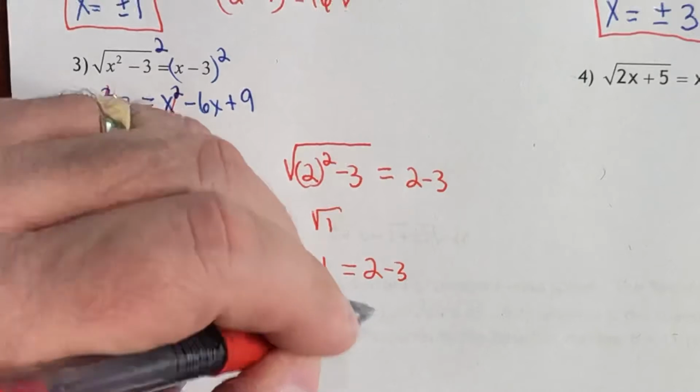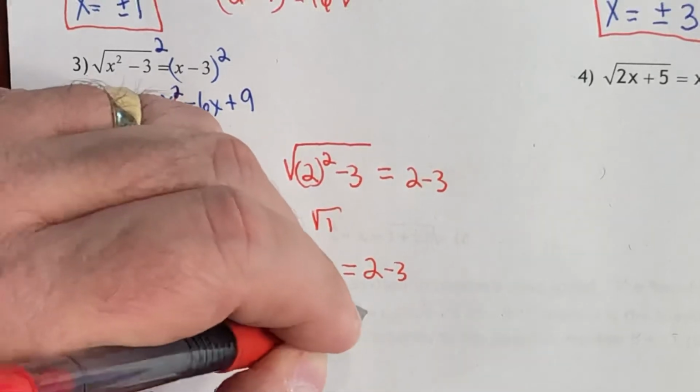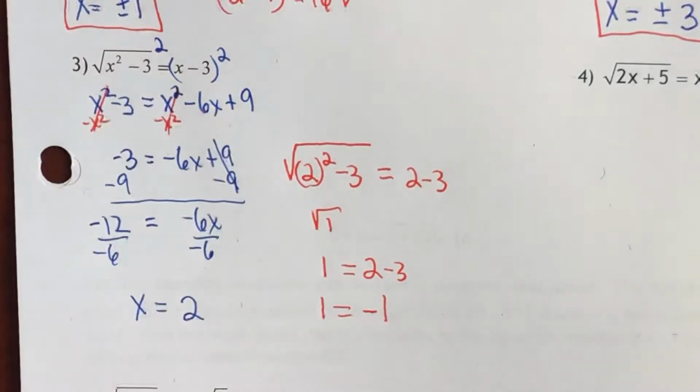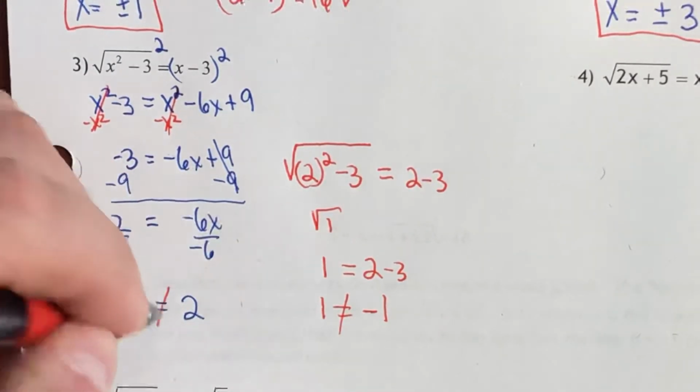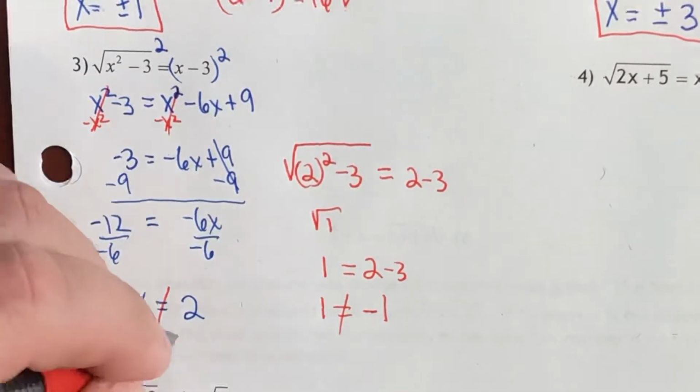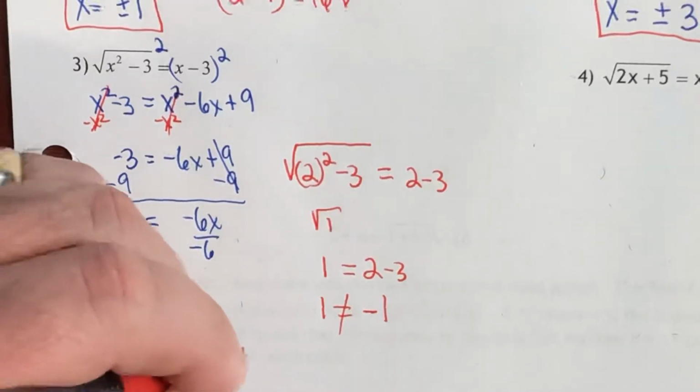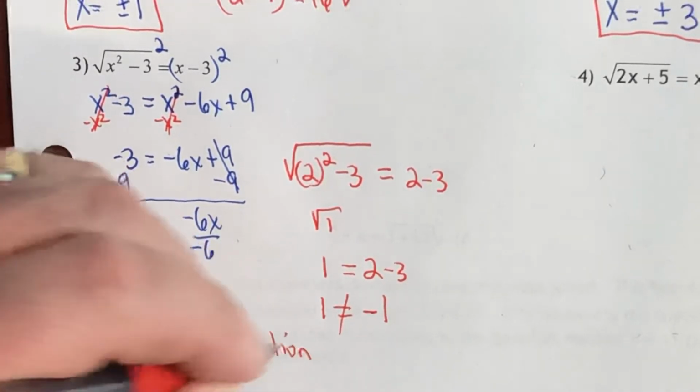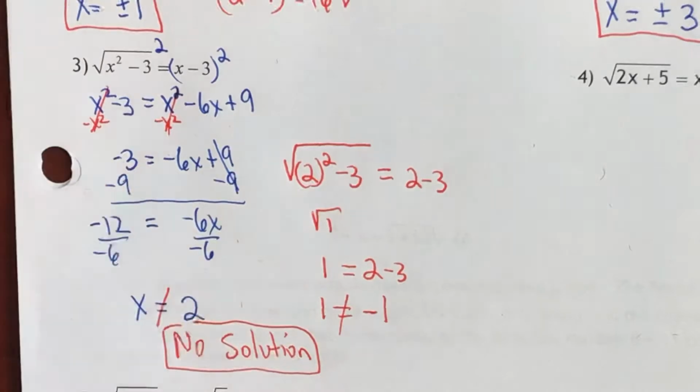Well, 2 minus 3 is a negative 1. Well, a 1 does not equal a negative 1, all right? So this x does not equal 2, so there's no solution for this problem. Okay? A whopping no solution for number 3.